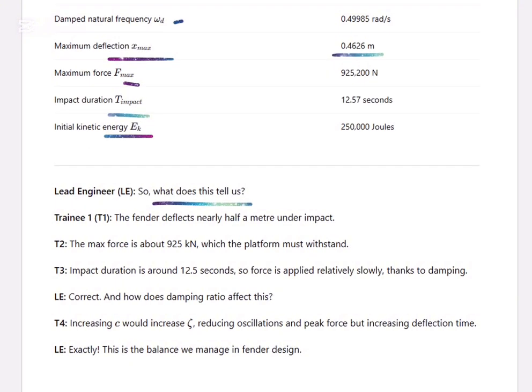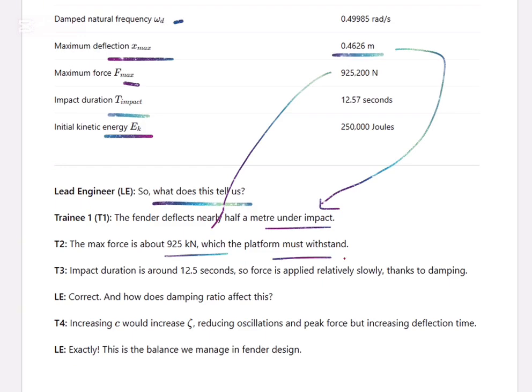The fender deflects nearly half a meter under impact. The maximum force is about 925 kilonewton, which the structure must withstand. And impact duration is around 12.5 seconds, so the force is applied relatively slowly thanks to damping.